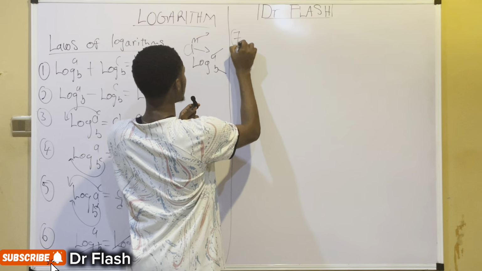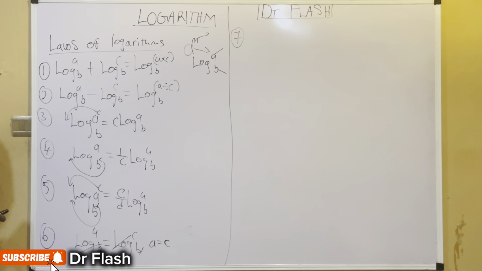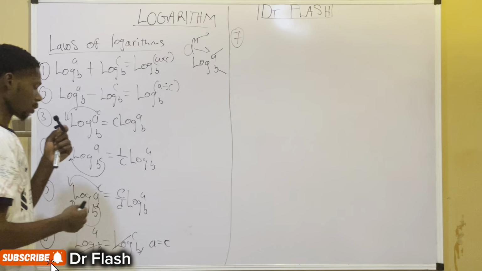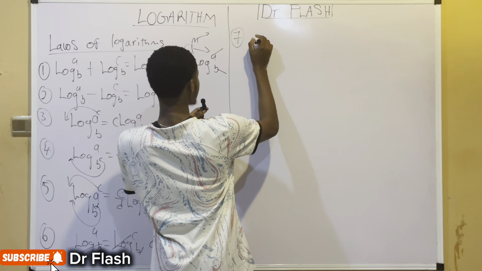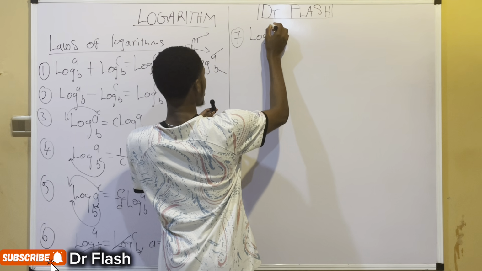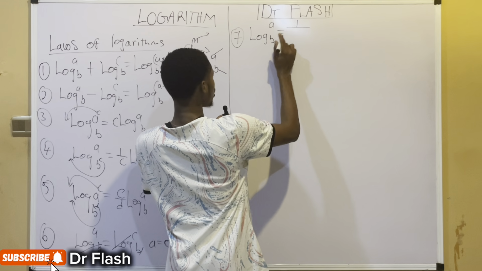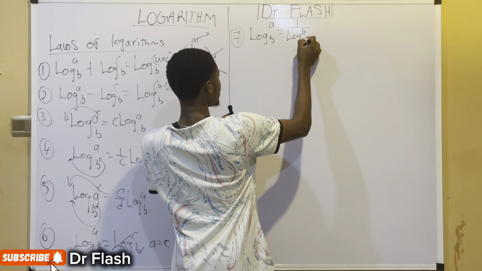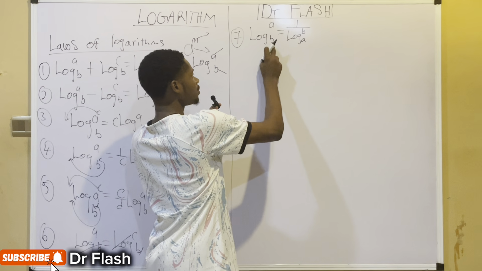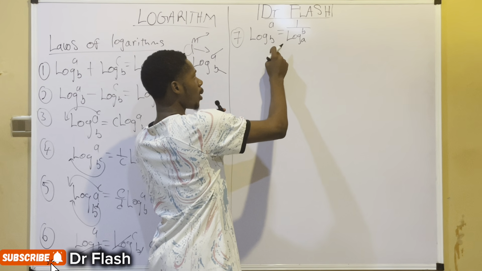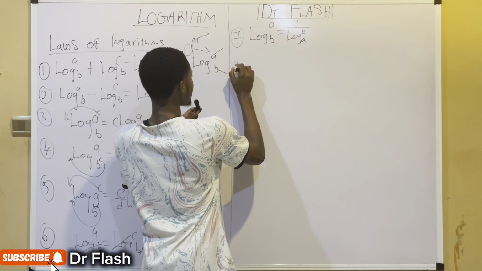Now let's talk about law 7. Okay, for law 7 we are going to be combining some of these laws. Here law 7 is saying that if we're having log of a base b, it is equal to 1 divided by, we can now switch these two numbers to give us log of b base a. Okay, that's what it means. So if we're having log a base b, we can switch the two numbers, but we're going to take the reciprocal. That is 1 divided by log of b base a.